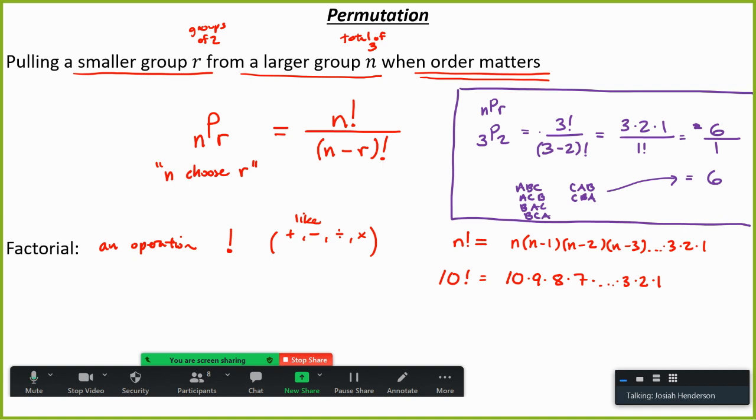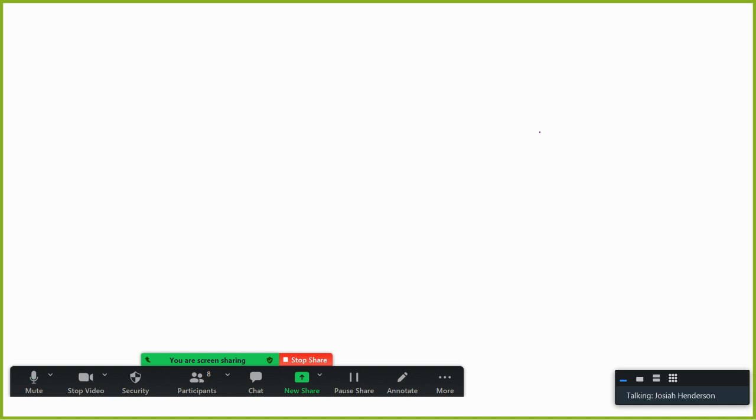Let's do another example of a permutation. We're going to have a larger group N, and we want to pull a smaller group R from it. So a big group of numbers or items, picking smaller sets of those at a time. Okay, here's our next permutation example.